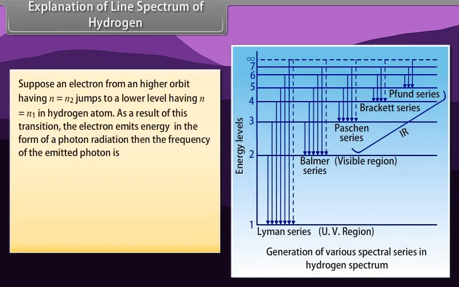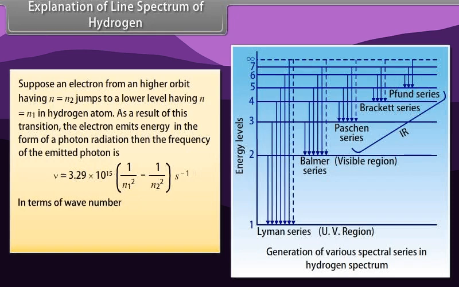Suppose an electron from a higher orbit having n equal to n2 jumps to a lower energy level having n equal to n1 in a hydrogen atom. As a result of this transition, the electron emits energy in the form of a photon radiation. Then the frequency of the emitted photon is: frequency equals 3.29 into 10 raised to the power 15 into (1 by n1 square minus 1 by n2 square) per second. In terms of wave number, it is 109677 into (1 by n1 square minus 1 by n2 square) per centimeter.